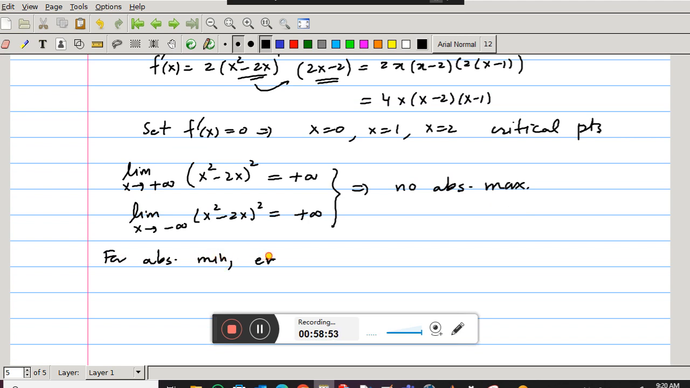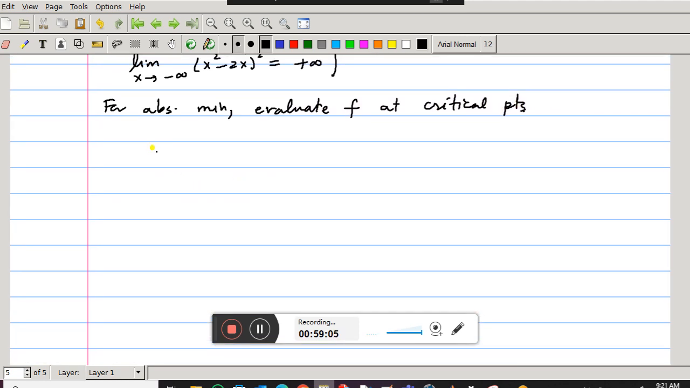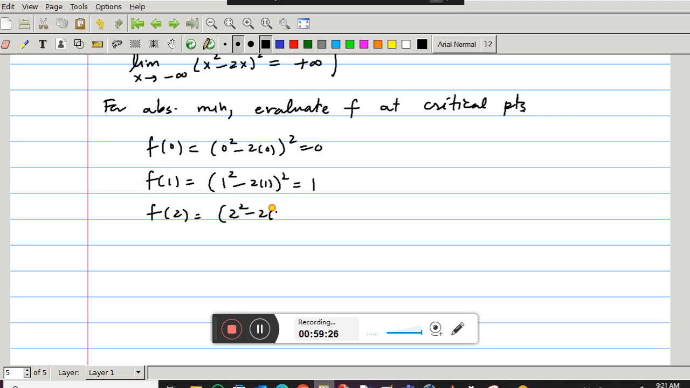I will evaluate f at critical points because one of the critical points will become the minima. So if my critical points were 0, 1 and 2, f of 0 is 0 squared minus 2 times 0, whole squared, which is 0. f of 1 is 1 squared minus 2 times 1, whole squared, so that is 1. And f of 2 is 2 squared minus 2 times 2.